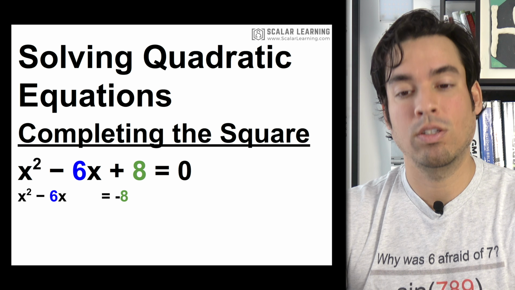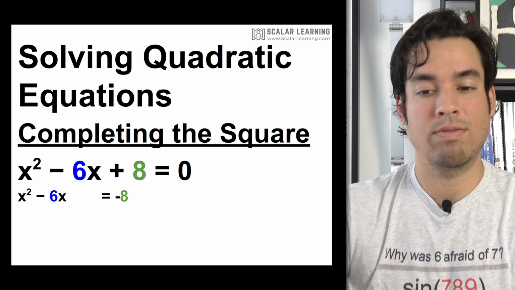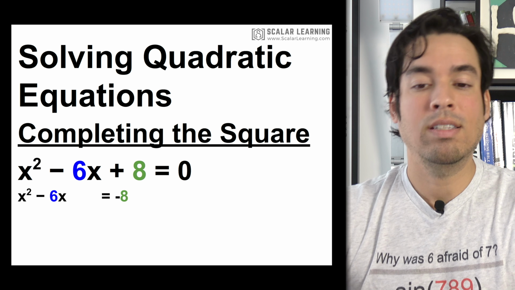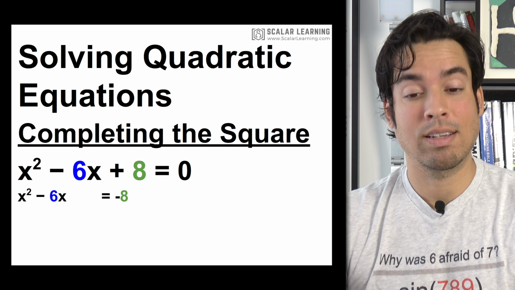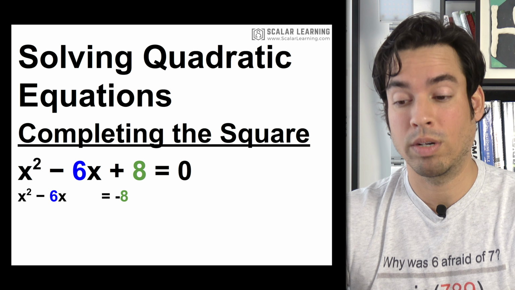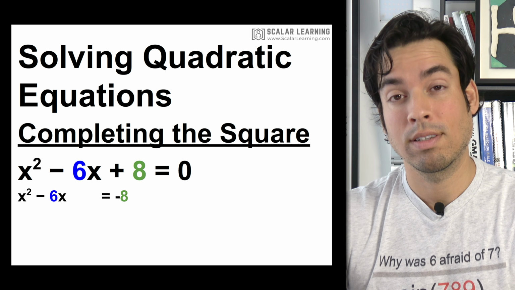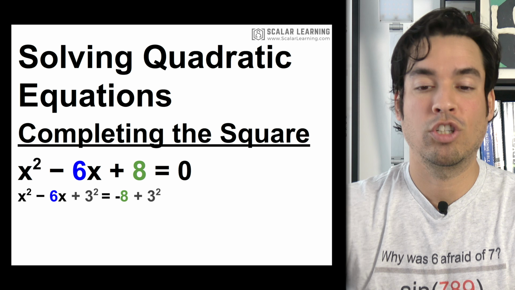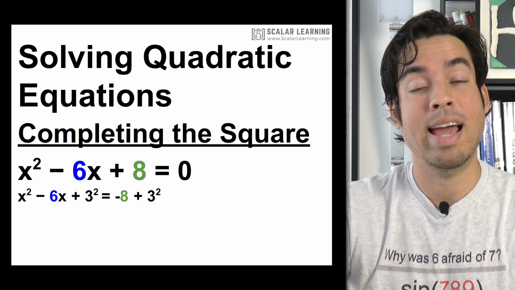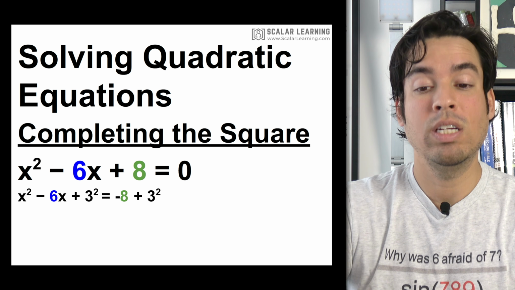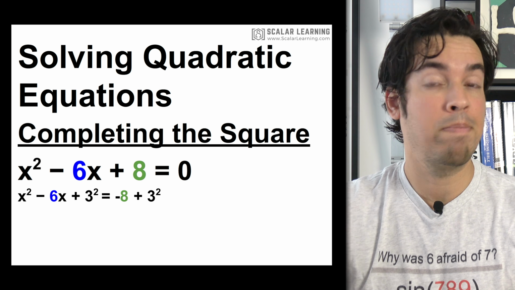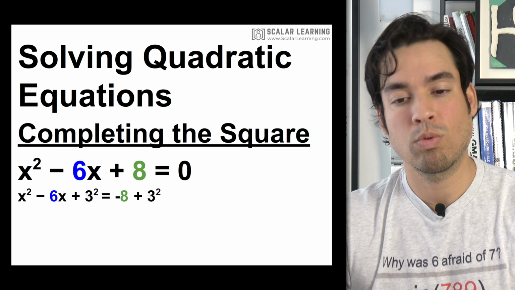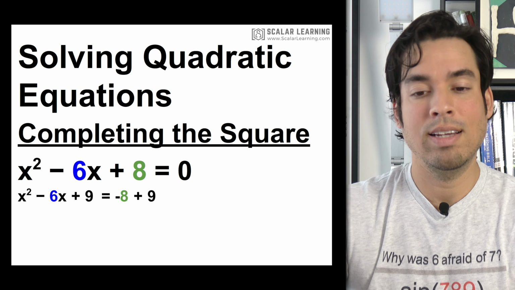So first I'm going to subtract 8 from both sides. You notice I put the -8 on the other side. Then the next step is that blue value, that's 6. I'm going to take half of that, which is 3, square it, and add it to both sides. So we take half the blue value, which is 3, and square it and add it to both sides. So I'm adding 3 squared to both sides. Remember, there must always be a balance. Whatever we do to the left side, we must do to the right side. So of course, 3 squared is simply 9. So I'm adding 9 to both sides.